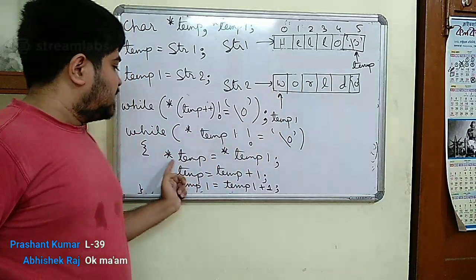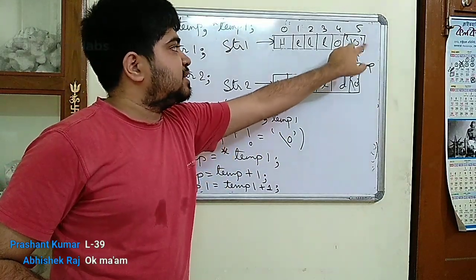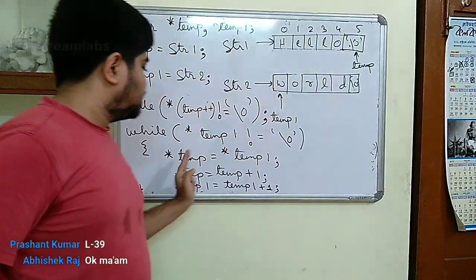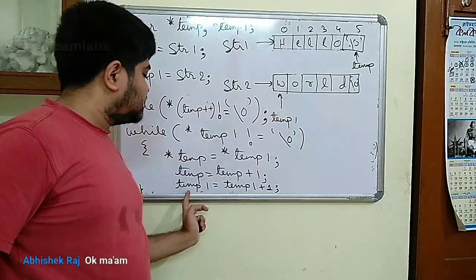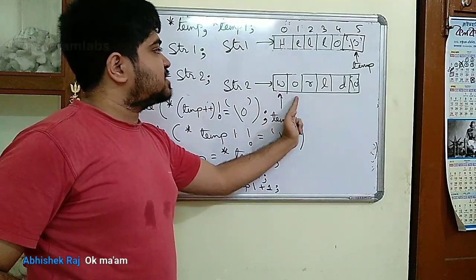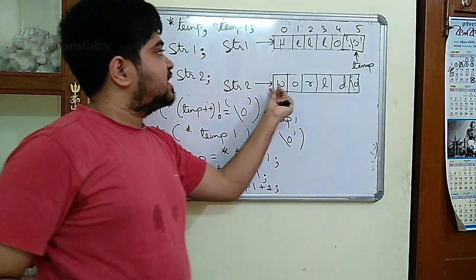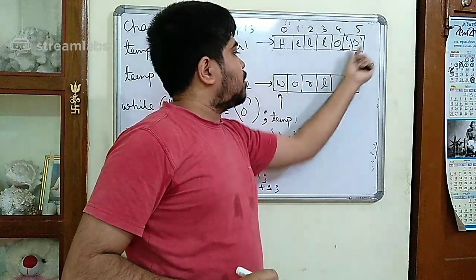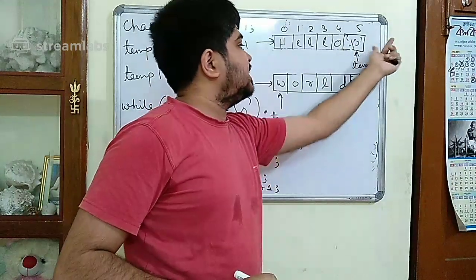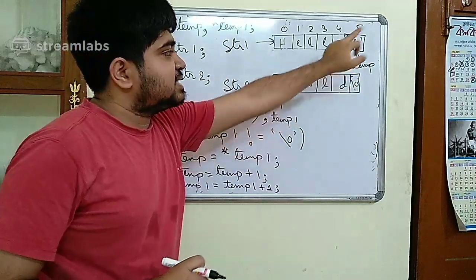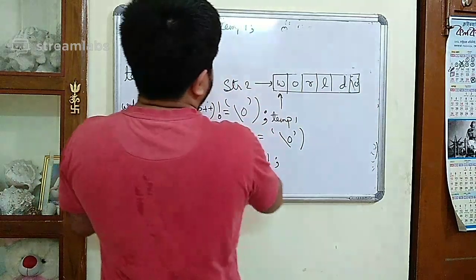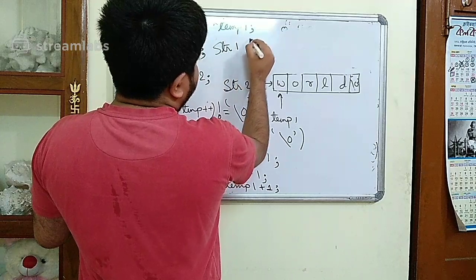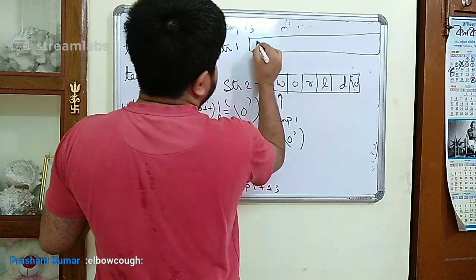While star of temp 1 not equal to slash 0, star of temp, whatever is here, you will copy this here. So I keep on copying it and increasing temp by 1 and temp 1 by 1. So this is also increased, this is also increased. So W gets copied, O gets copied, R gets copied, L, D. Finally, till D is copied. Just think about it. After this, STR1 will look something like this.